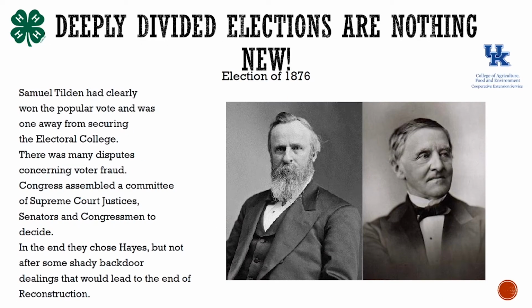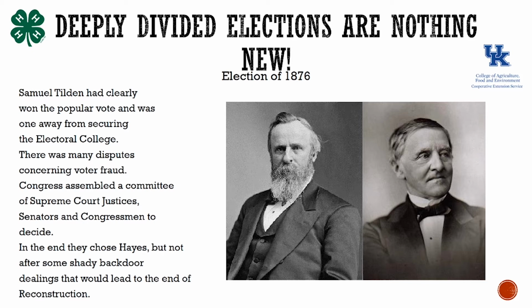You go to the election of 1876, and this election is, by historians, most historians would say this is the most contentious and probably what you could just go ahead and call fraudulent election in American history. On the right of the picture is a Democrat candidate, Samuel Tilden, and on the left is Rutherford B. Hayes, was the Republican. And so Tilden has the popular vote and was one vote away from securing the Electoral College. And there were many disputes related to voter fraud and things related to the voting process and whether or not it was fairly carried out. So Congress assembles a committee of Supreme Court justices, senators, and congressmen to ultimately decide.